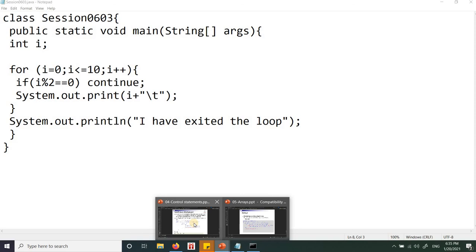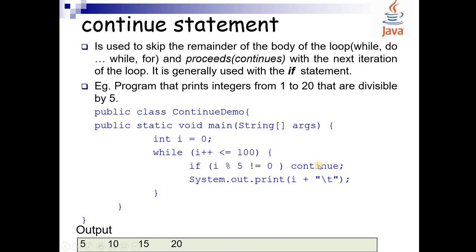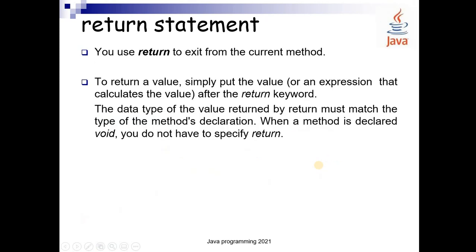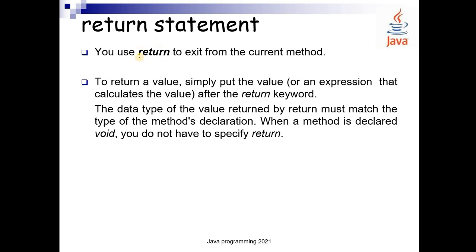The next keyword is return. Let's check from the notes. After continue, we have another keyword, which is return. The return keyword is used to exit from the current method. As of now, you don't really use it a lot, because so far we know one method, the main method, and when you use return, it's just to exit from that method.